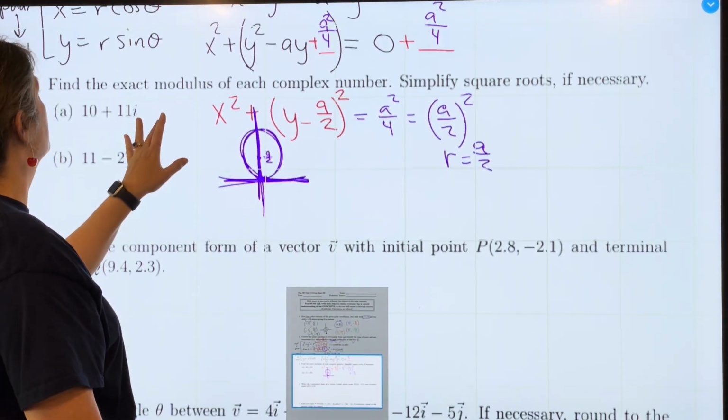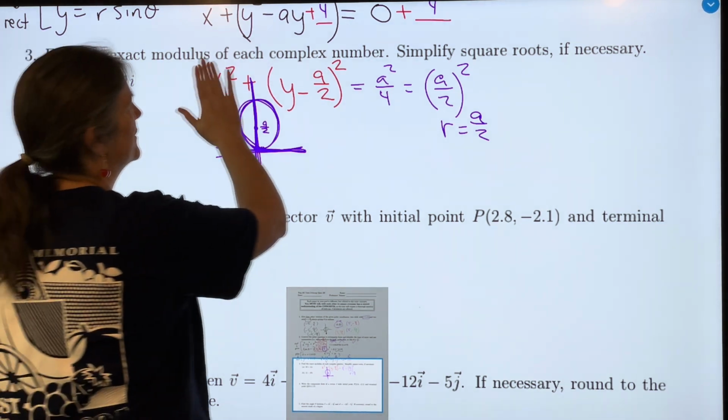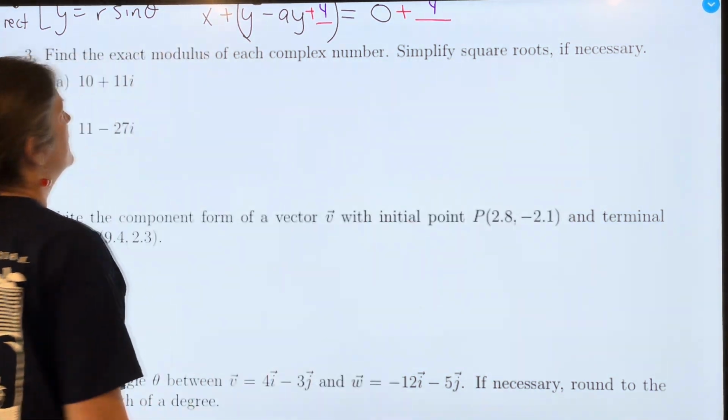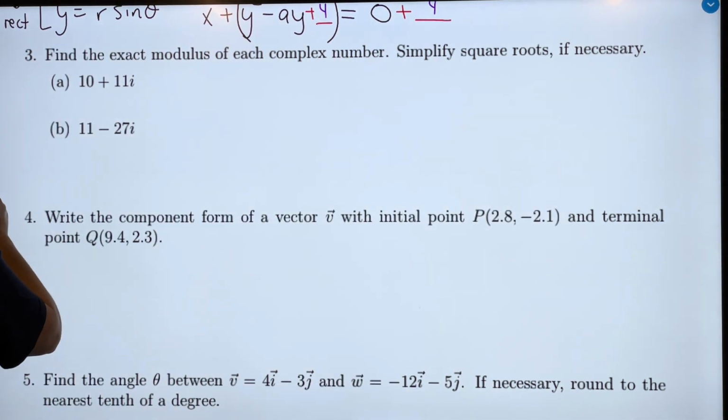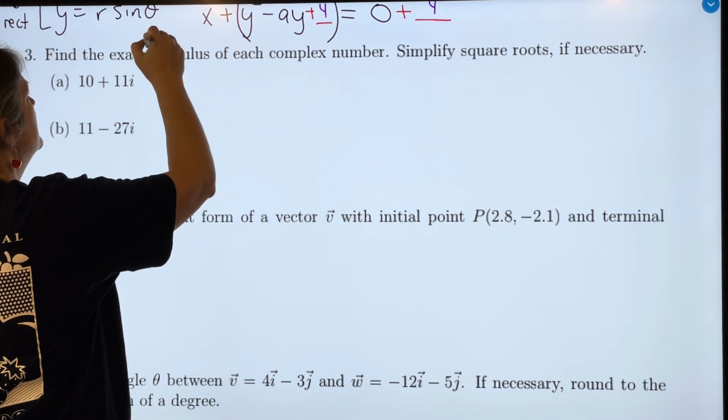Okay, do your homework. Find the exact modulus of each complex number. The modulus is just the length. It's the radius. Fancy word, right? We decided there was an M and an R. So, modulus.